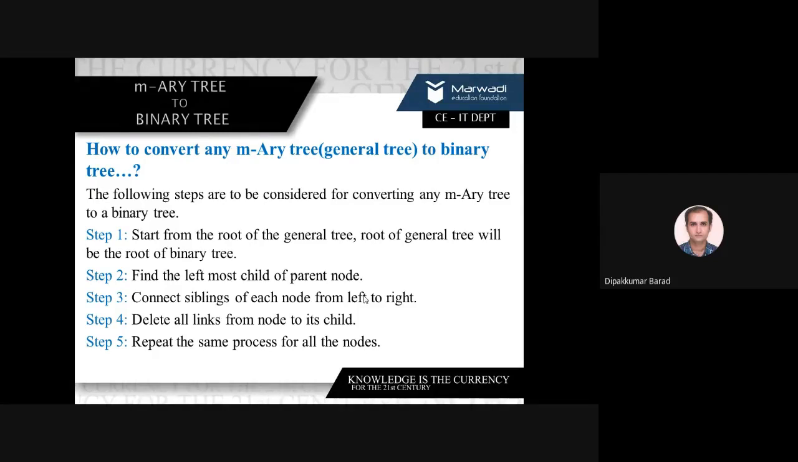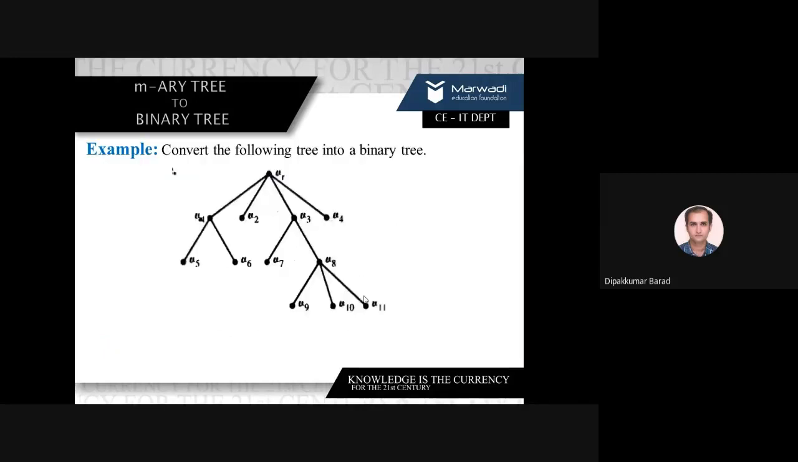Suppose you are given any M-array or general tree, and from that we want to find the binary tree. Such a process we are going to do right now. Suppose we are given this M-array tree or general tree. This is not a binary tree. You can see that VR has a fourth child here, which is greater than 2, so this is not a binary tree.